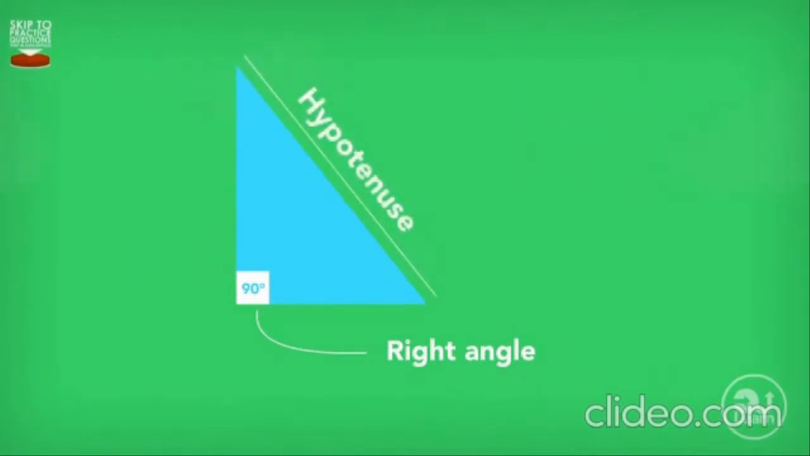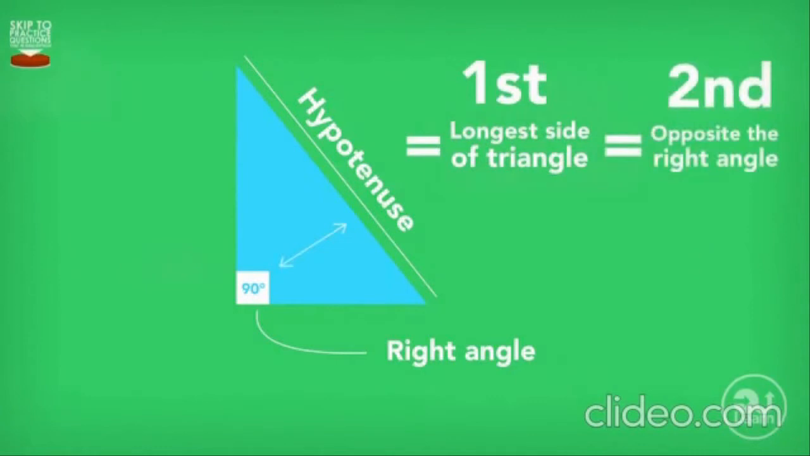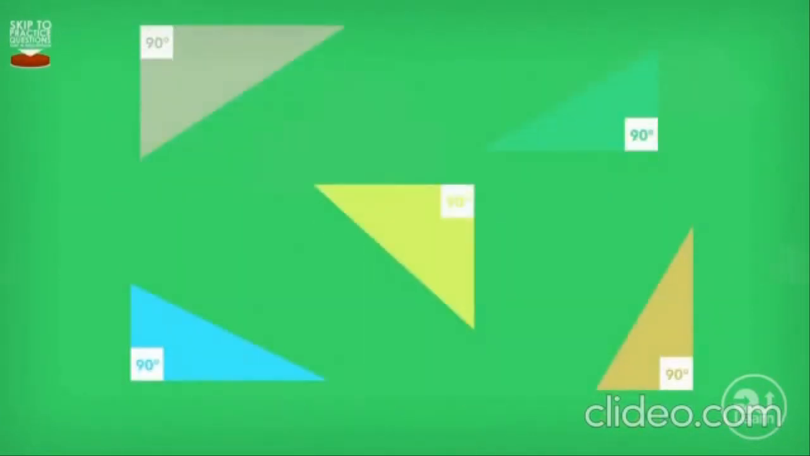As we know, there are three sides in a triangle, and the side which is opposite to the right angle is the hypotenuse. There are two ways to find the hypotenuse. The first one is the longest side of the triangle, and the second one is the side opposite to the right angle.